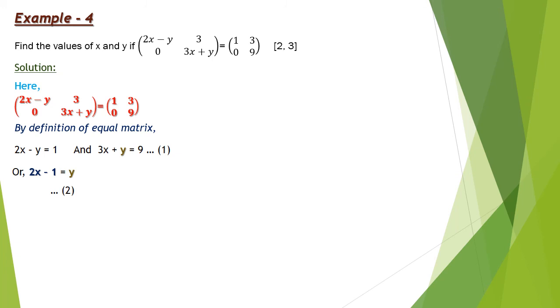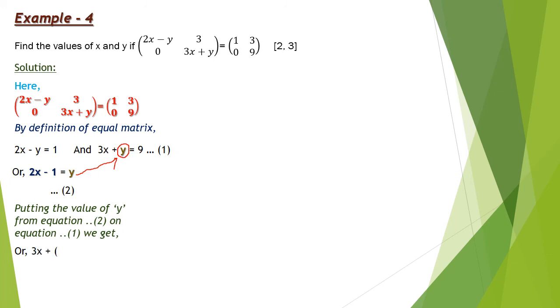Now putting the value of y from equation 2, y from equation 2 is substituted for y of equation 1. Now this y will be substituted right here. You can see 3x, which is already there, and the plus sign, and then y is replaced by 2x minus 1, equal to 9. Now let's open the bracket, and as there is a plus sign, we don't have to worry about changing of sign, equal to 9. Now 3x plus 2x, we can write 5x, and 1 goes to the right side.